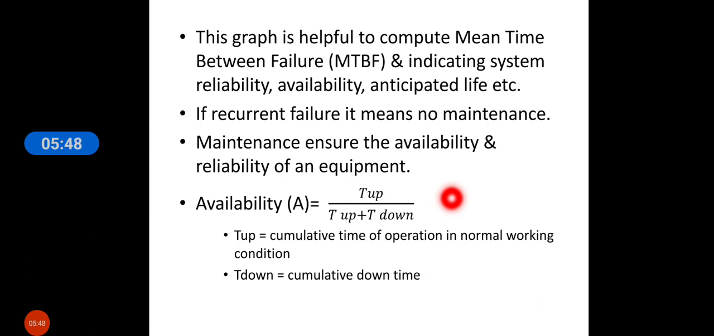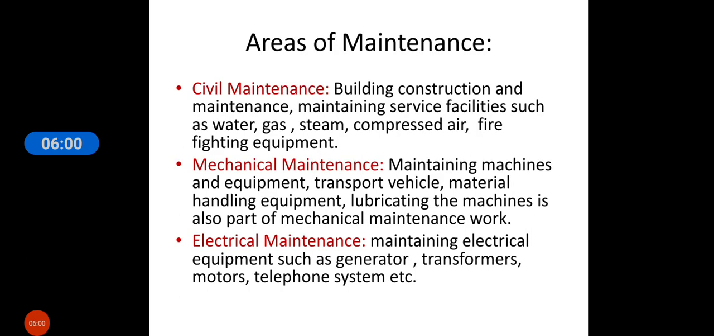Clear? So this will help you to identify the availability of the machine, and if it is 100, that means your maintenance department work very well, machine is going very well. Okay. Next, area of maintenance.